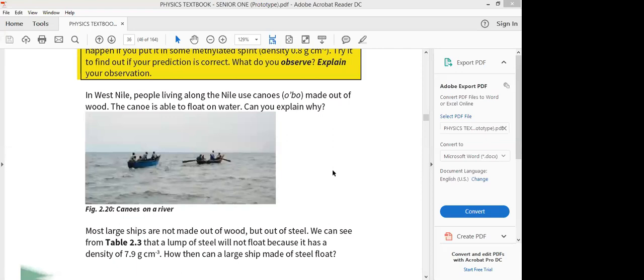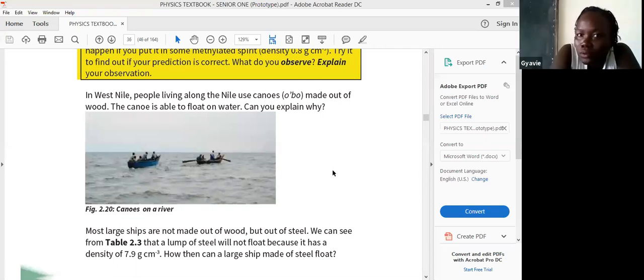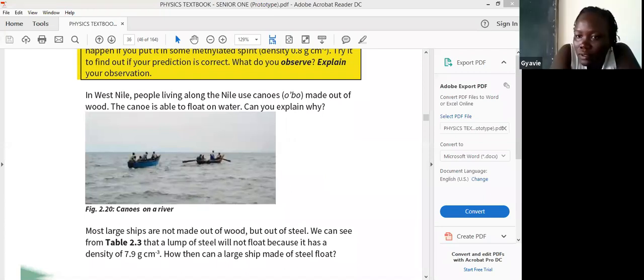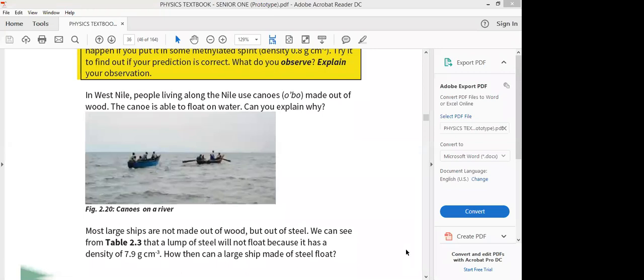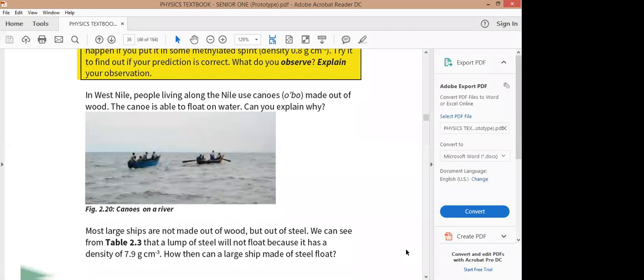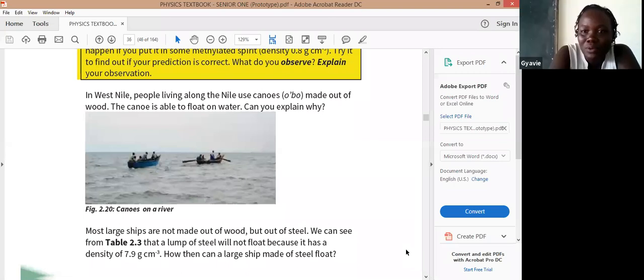Kirabo Eunice: The reason why the canoes float on water is because they're less dense than the water. Very good. The canoes are made out of wood, and we found out that wood is less dense than water, so they will float.